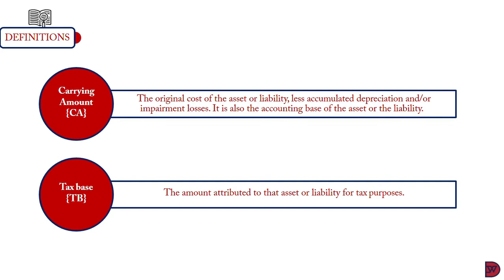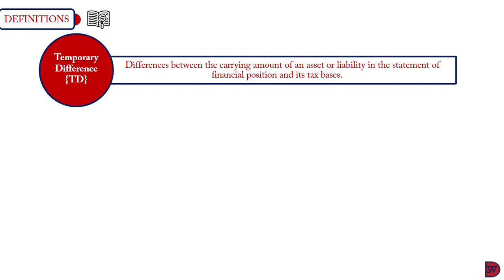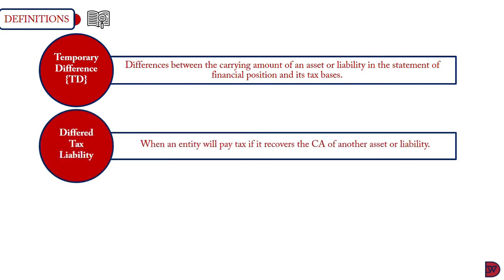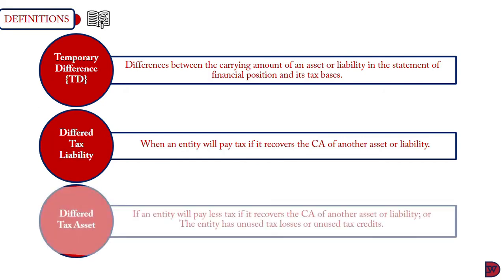In other words, we can say it is the carrying amount under tax. Temporary difference occurs when the carrying amount of an asset or a liability differs from its tax base. Deferred tax liability arises when the entity would have to pay taxes in the future when the temporary difference is played out. Deferred tax asset is when the temporary difference will cause the entity to pay less taxes when it is recovering the carrying amount of the asset or liability.